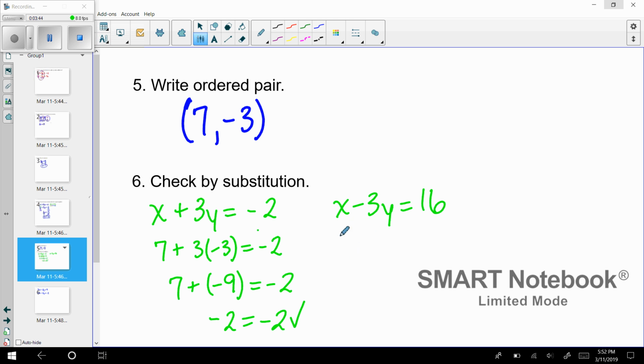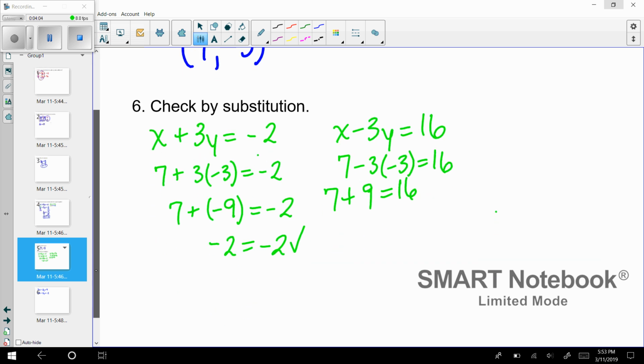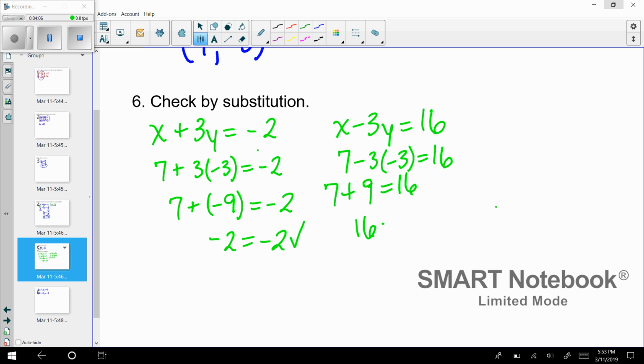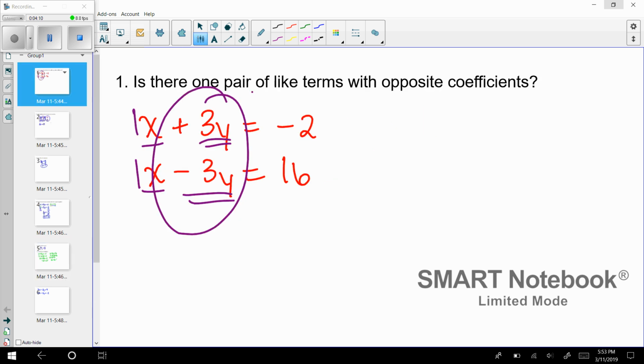X minus 3y, so that's going to be 7 minus 3 times -3 equals 16. Now here I've got -3 times -3, which gets me a +9, not -16. Whoops, where's my eraser? Ignore the Smartboard logo. 7 plus 9 is in fact 16, so I'm all good. So that was one example where I was already given a pair of like terms with opposite coefficients.